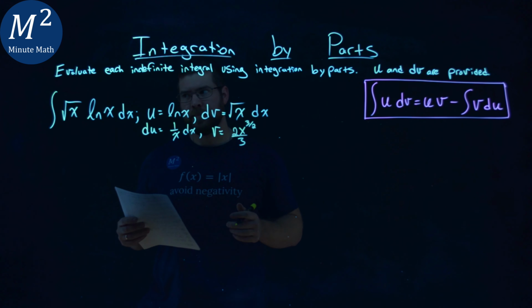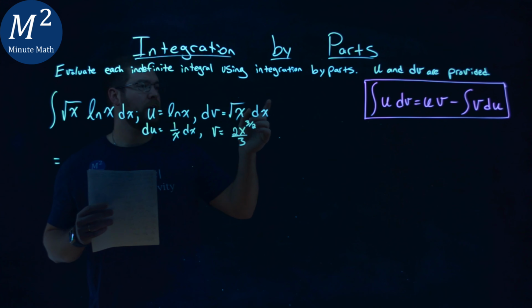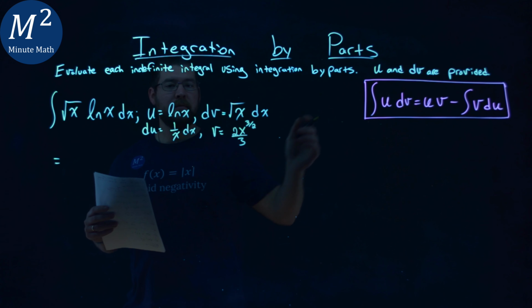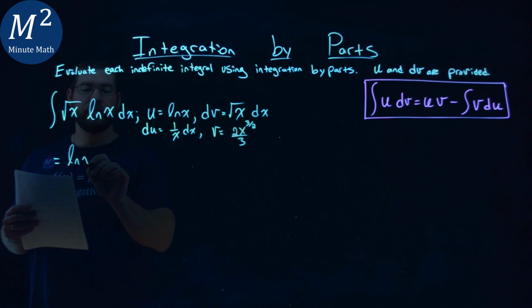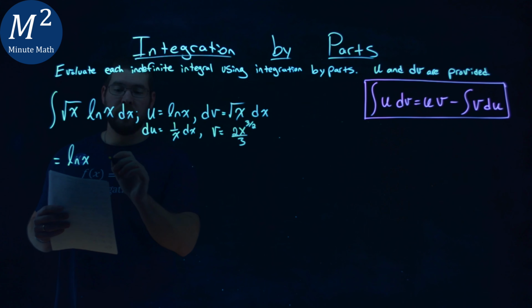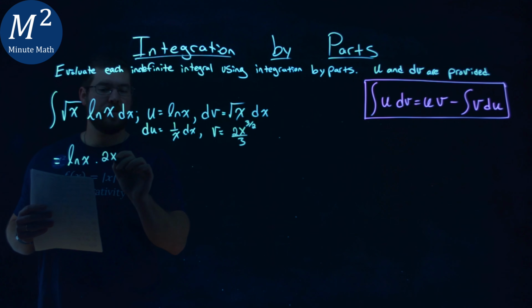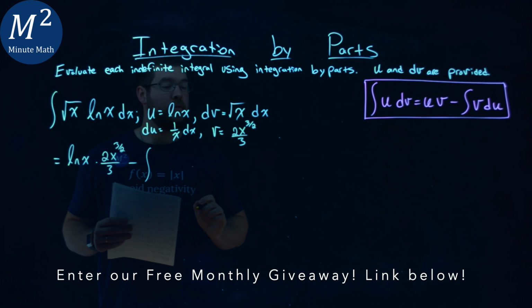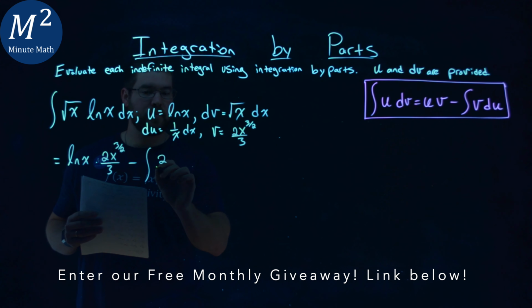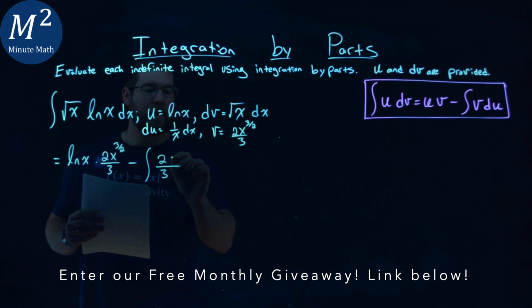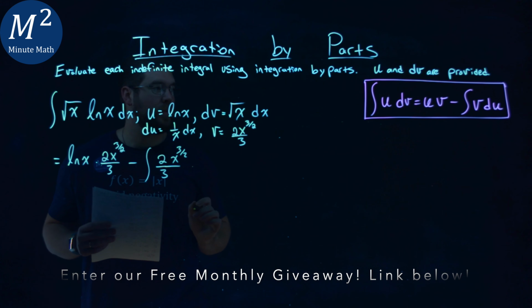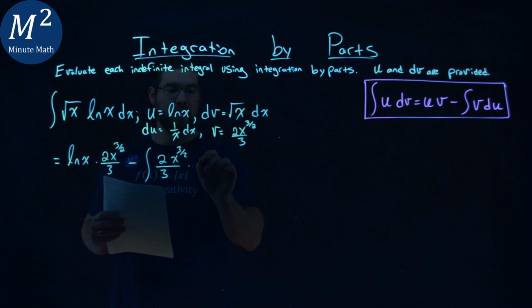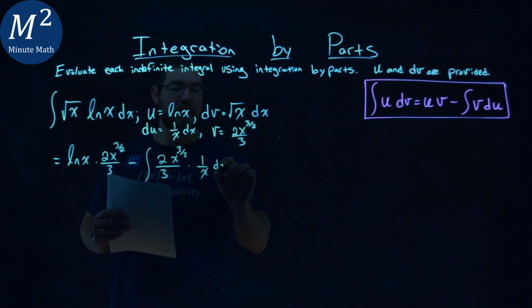Let's use our formula. So our formula says we have u times v, so our u value is natural log of x, and our v value is 2/3 times x to the 3/2 power, minus the integral of our v value, which is 2/3 x to the 3/2 power, right there, times du, which is 1 over x dx.